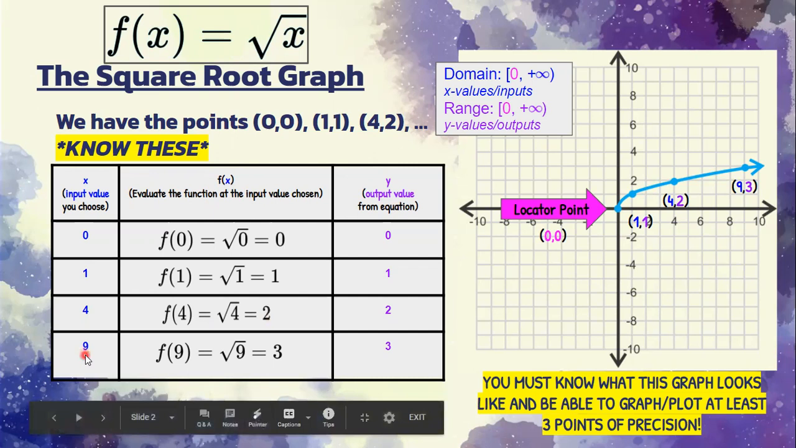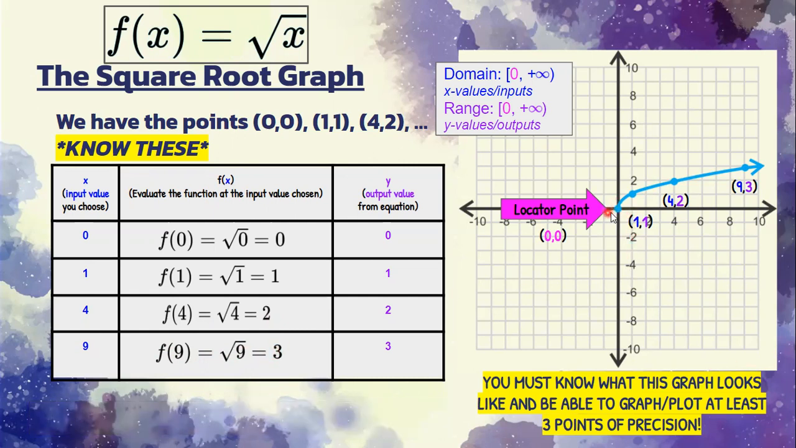And another very easy square root we know is the square root of 9. So we chose x is equal to 9. When we evaluate our function at 9, f of 9 is equal to the square root of 9, which we know is equal to 3. And we get this cyan colored graph. Here's our locator point (0, 0), (1, 1), (4, 2), (9, 3).